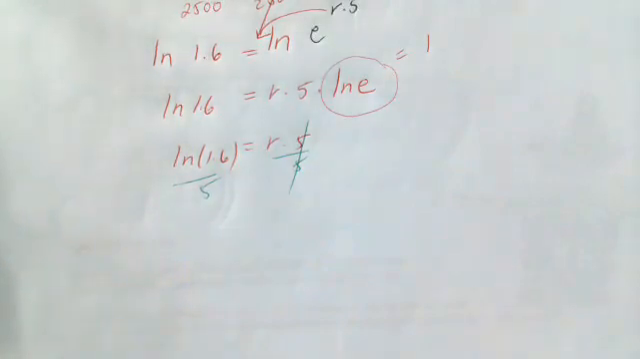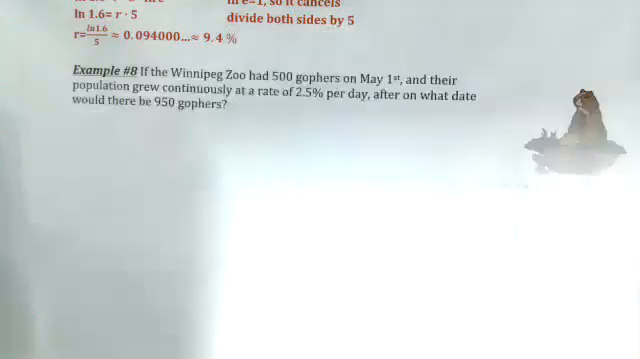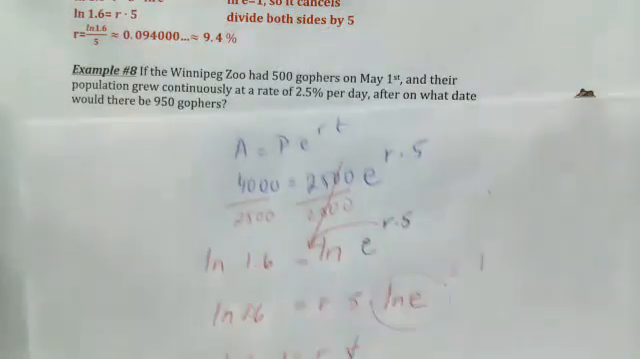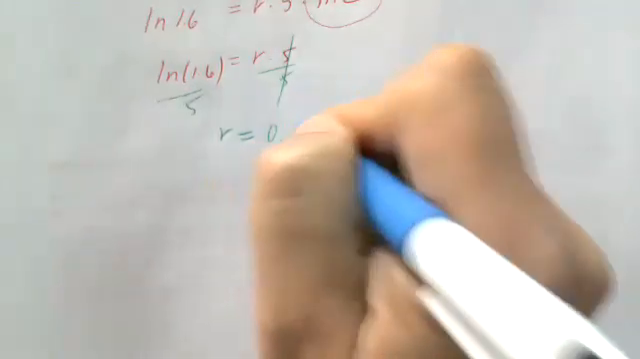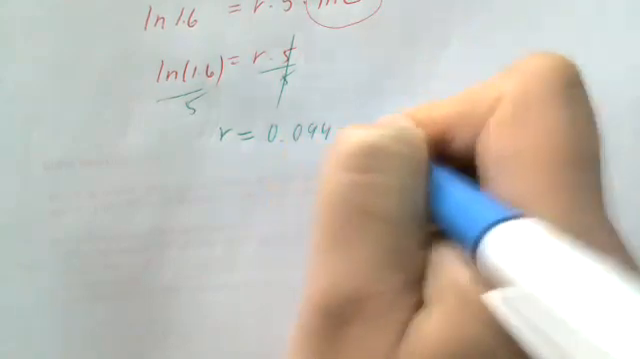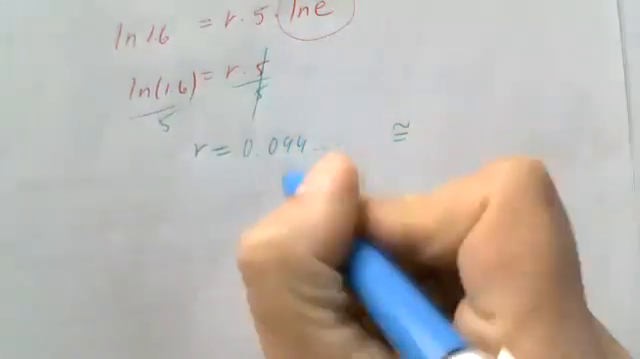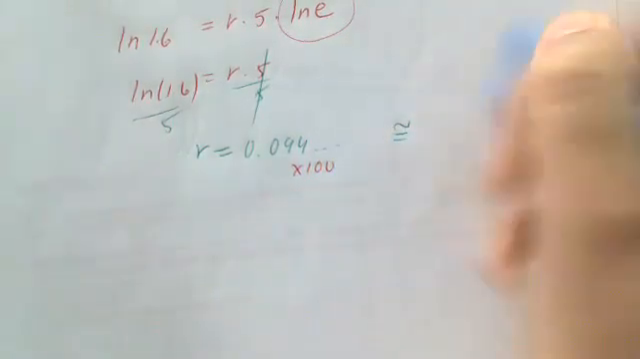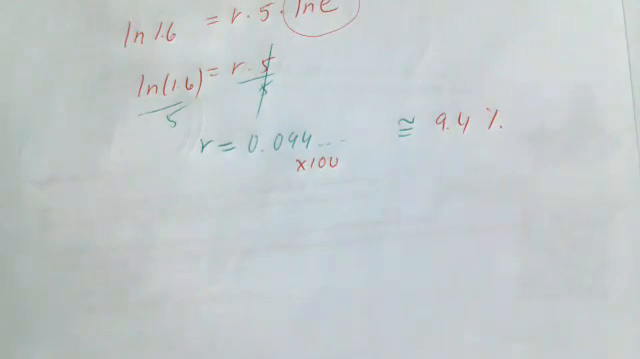So r is ln of 1.6 divided by 5, which you should be getting 9.4 as a percentage, 0.094 as a decimal. To get to a percentage from a decimal, you just times by 100. Make sense?